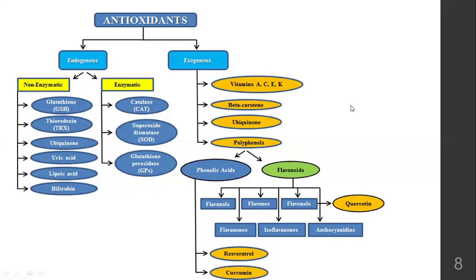Then carotenoids, beta carotene is the best example of carotenoids. Zeaxanthin, astaxanthin, lycopene, lutein, these all are examples of carotenoids. Lutein and zeaxanthin are best for your eye health, retinal health.